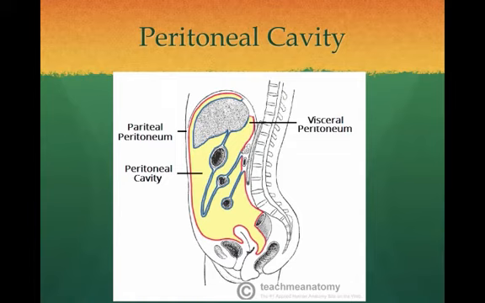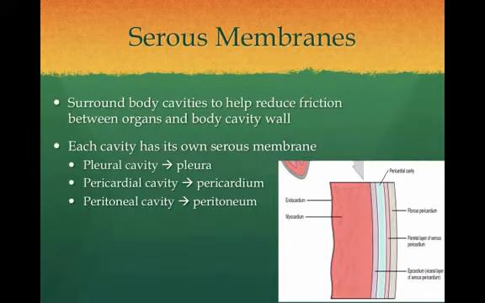The peritoneal cavity would include the majority of the organs of the abdominopelvic cavity except for the gonads, other reproductive structures, and the urinary bladder. Surrounding these cavities and the organs within them are serous membranes that help to reduce the friction caused by movement and expansion of the internal organs. Each cavity has its own serous membrane.